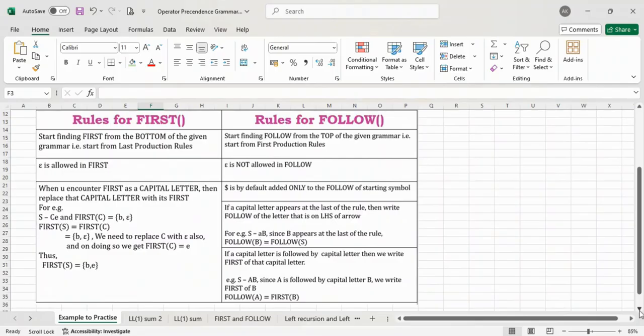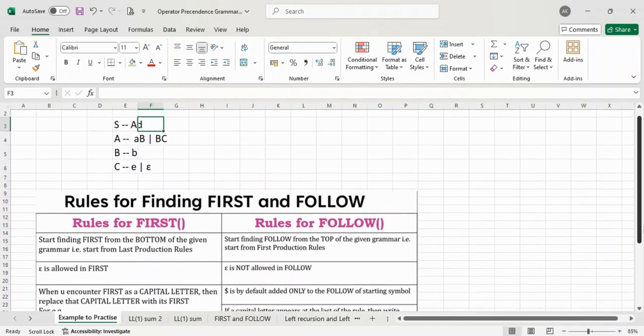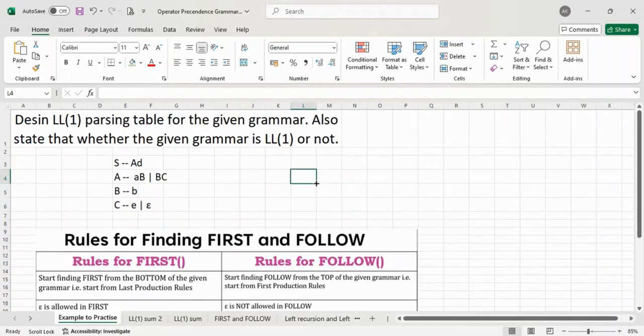Whatever sums are taken on LL1, operator precedence, shift reduce, make sure you practice as much as possible. The more you practice, you will get a knack on how to solve these numericals. So these are the rules which you can follow for calculating first and follow. And this is the numerical which I want you all to try to check whether you have understood whatever was explained in this lecture and in the previous lecture.